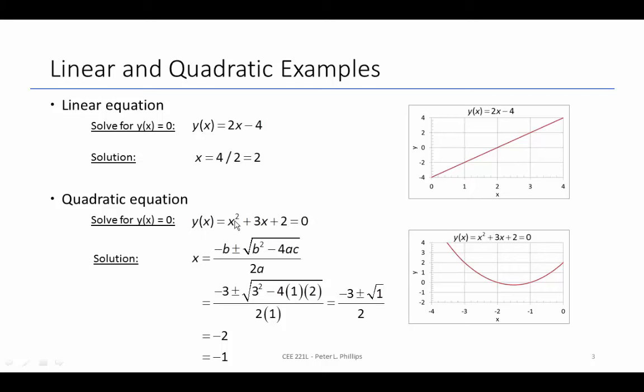Quadratic equation, if it's x squared plus 3x plus 2, if we use the quadratic formula here and plug in all the numbers, we end up with negative 2 and negative 1. And you can see those are the roots on the graph over here. So that is the point where it crosses the x-axis and the function is equal to 0.